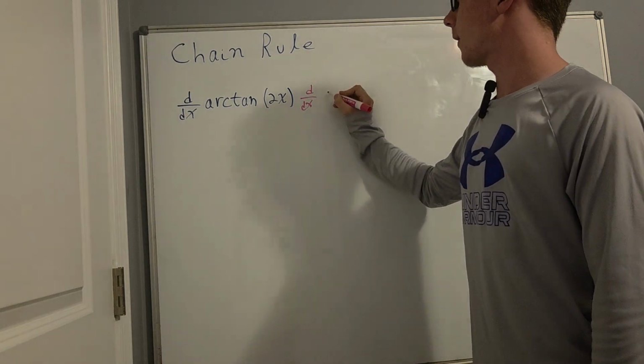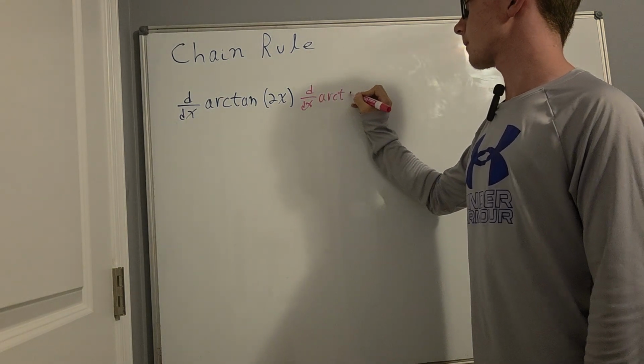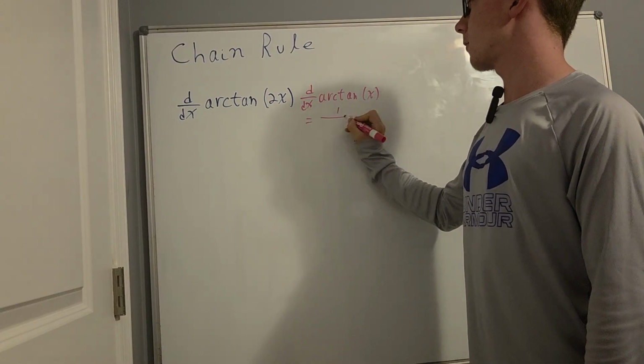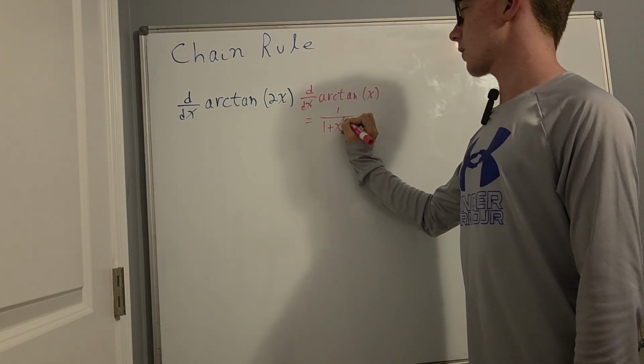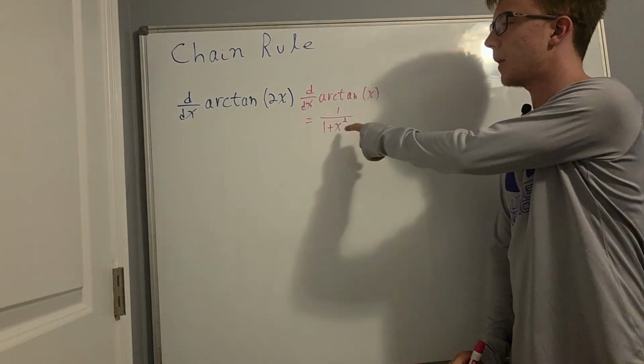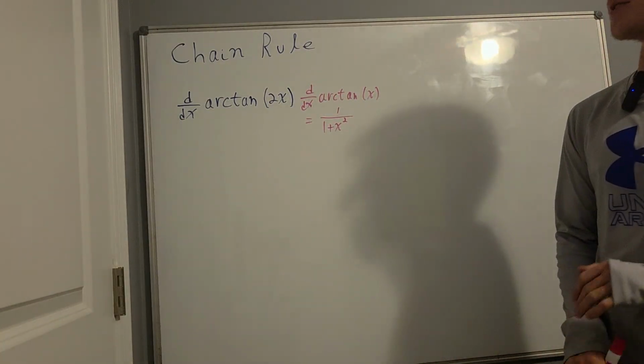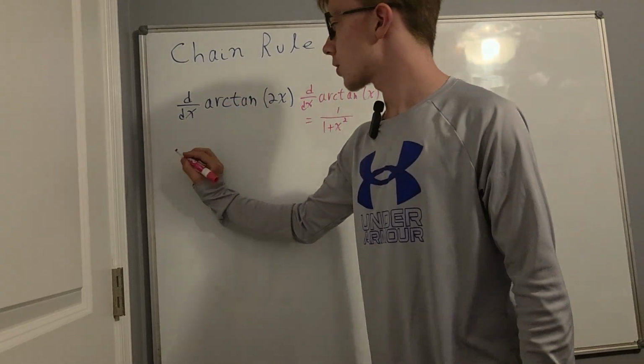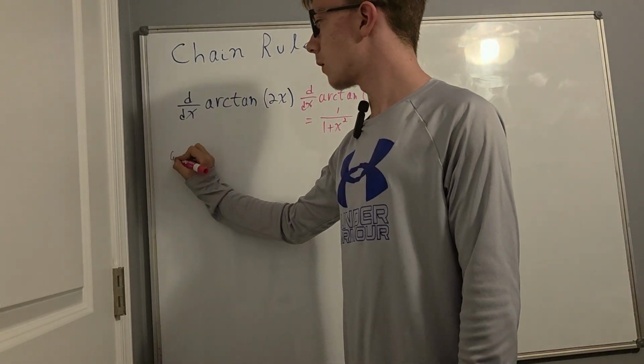The derivative of arctan is equal to 1 over 1 plus x squared. This is probably the easiest of them to remember. That's why I chose this one for this example. But now I'm just going to write these over here.